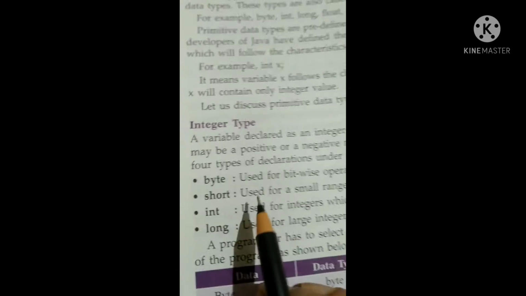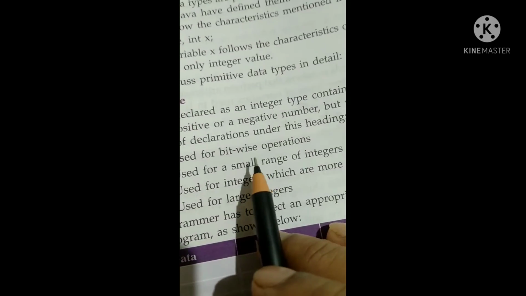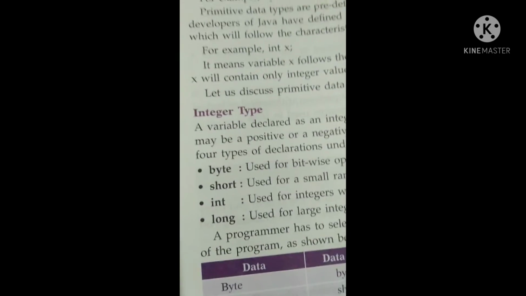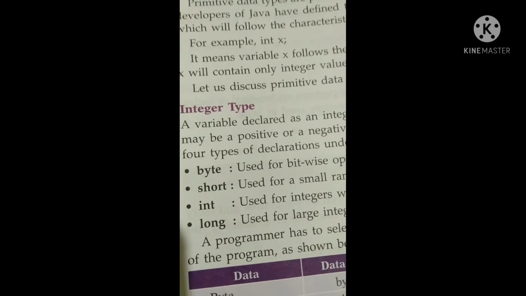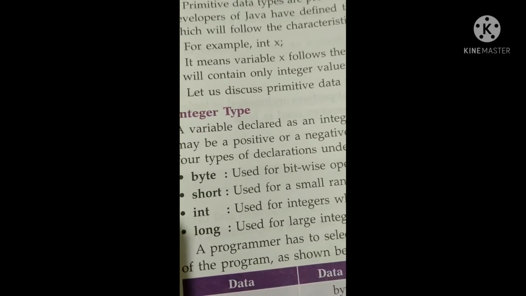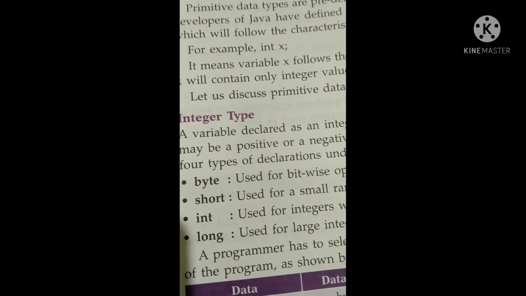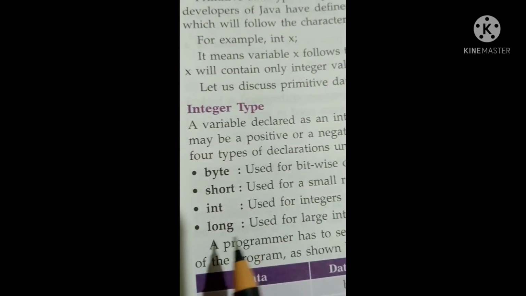There are four types of declaration for integer types. First, byte is used for bitwise operations. When we count or solve with binary digits, binary numbers, we use the byte type of data type, and this also belongs to the integer data type.